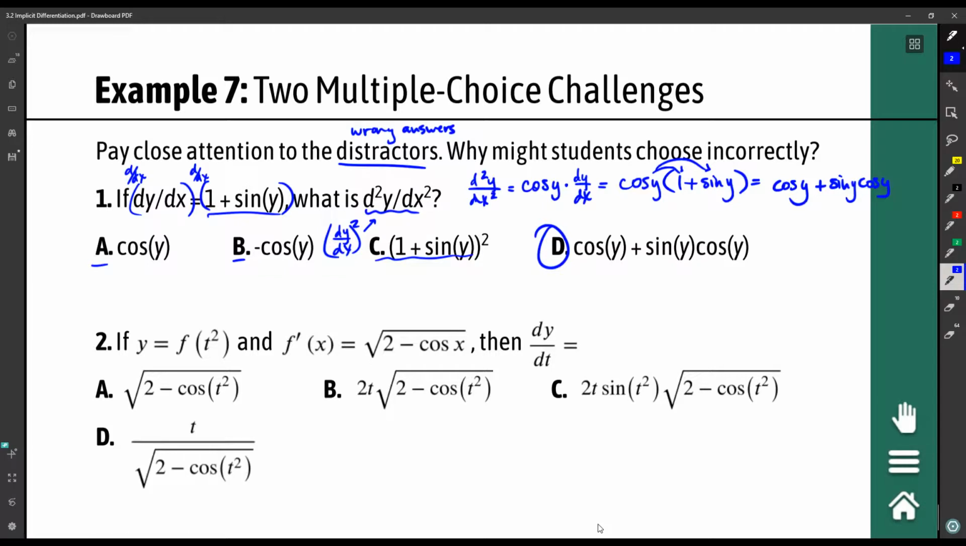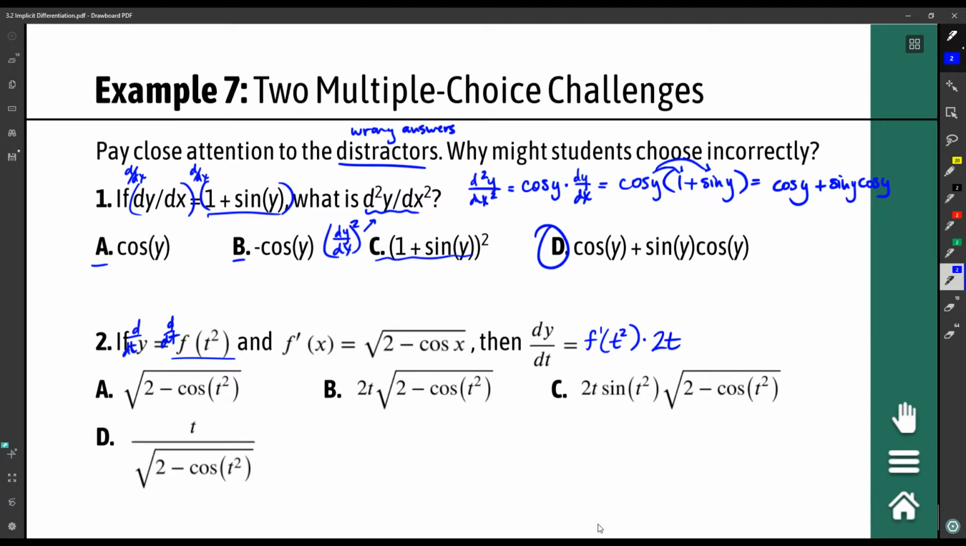For number 2, if y is equal to f of t squared and f prime of x is the square root of 2 minus the cosine of x, then what's dy dt? If we differentiated both sides of this with respect to t, d dt of both sides, since t is the independent variable, then we would have dy dt is equal to the derivative of f of t squared. We would have to use the chain rule. So the derivative would be f prime of t squared times 2t by the chain rule.